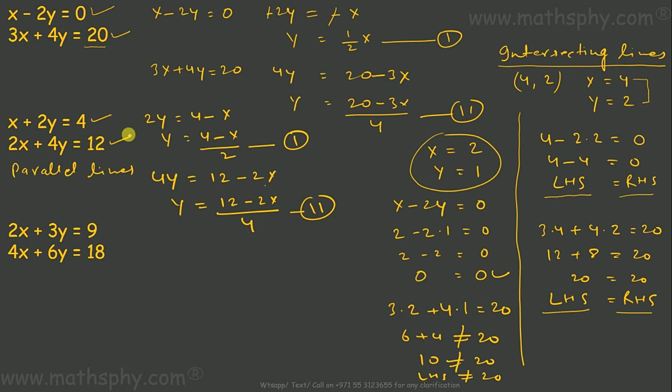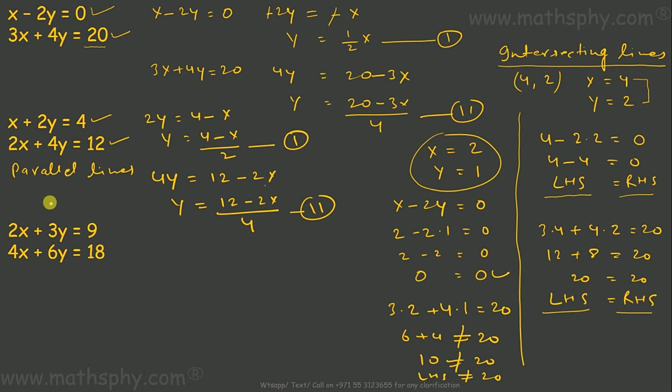Since they were parallel lines, they will never touch each other, they will never cut each other. It means there will never be a common point for both these lines. Now, in the case of intersecting lines, we had common points, x common for both the equations, y common for both the equations, which ultimately gave me left hand side equal to right hand side for both the equations.